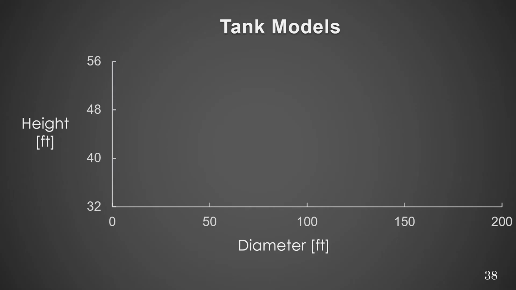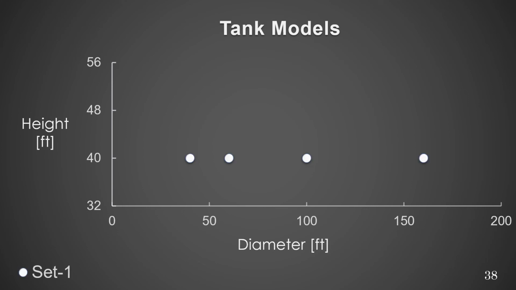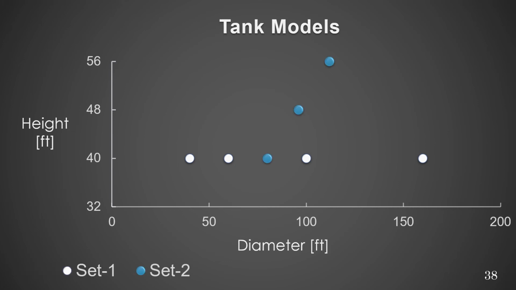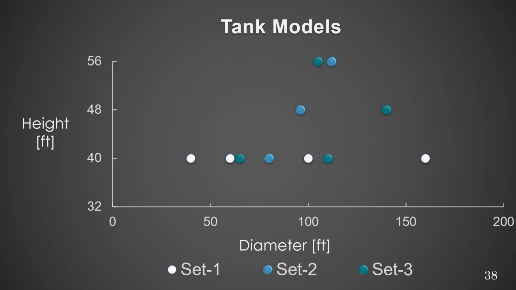Let's look into different tank models which are used for the validation. The first set of tank models contains tanks with a constant height of 40 feet and different tank diameters. The second set contains tanks with a constant aspect ratio but different tank heights and tank diameters. The third set contains tanks which were created using random functions.